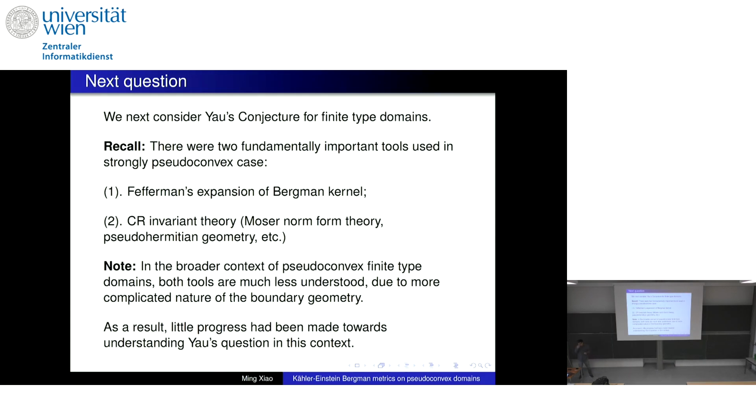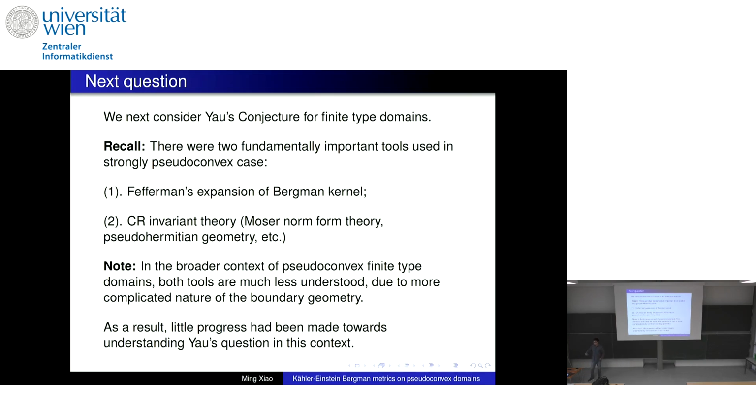And we already reviewed the solution of the strongly convex case of Cheng's conjecture. Let's review this strongly convex case to get some inspiration. In the strongly convex case, there are two fundamentally important tools that were used. One is Fefferman's expansion of the Bergman kernel. And secondly, the coefficients psi and phi in this expansion of the Bergman kernel are ultimately connected with the CR invariant theory of the boundary.